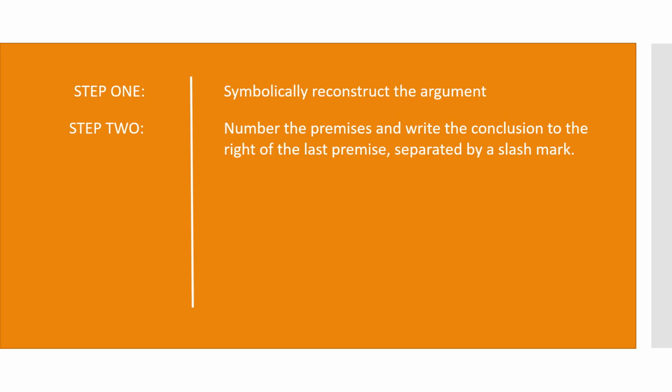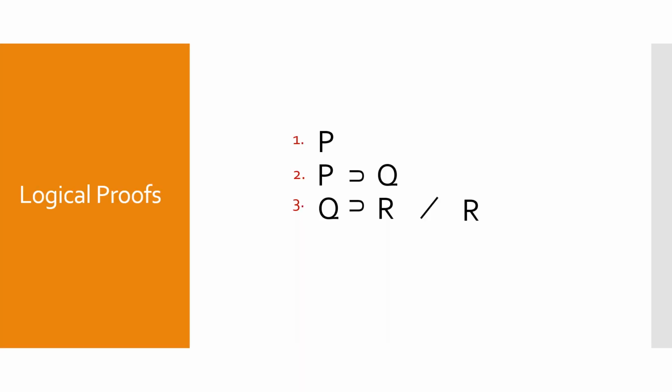The next step is to simply number each of these premises, and then write the conclusion to the right of the last premise, separated by a slash mark. So sticking to our example, notice what we do is simply change each of these to a 1, 2, and 3, listing our various premises. And then the last premise there, to the right of that, we have our conclusion, which was just R. And instead of a line separating all of these things, what we do is put a slash between the last premise and the conclusion.